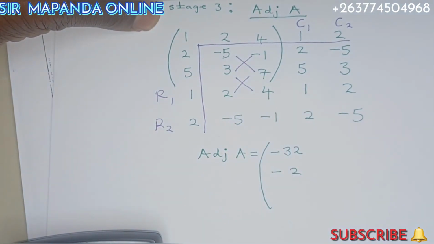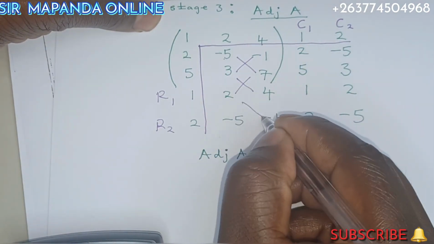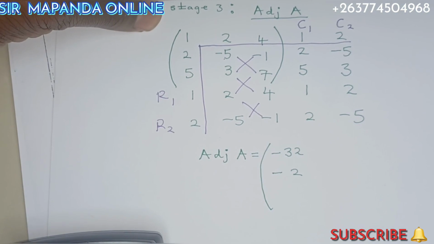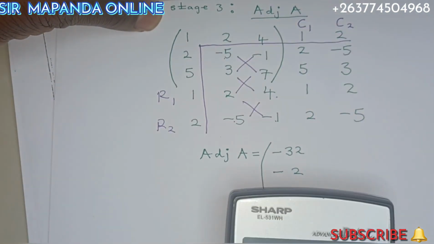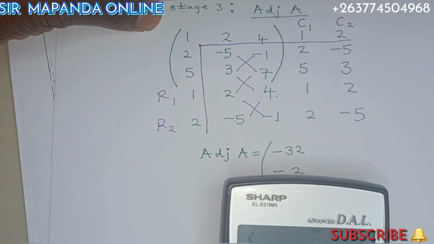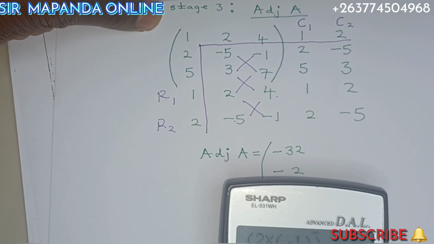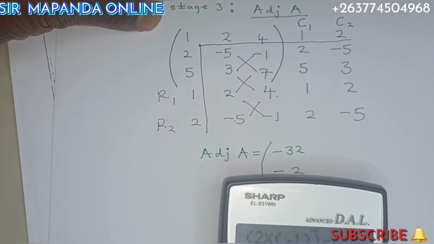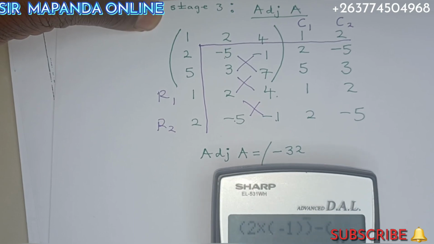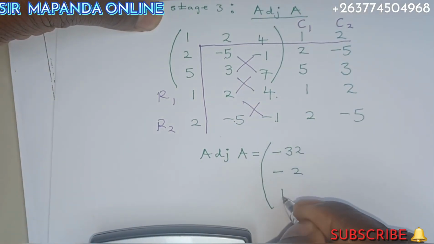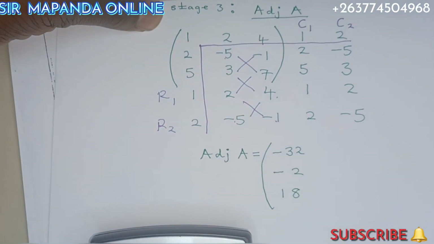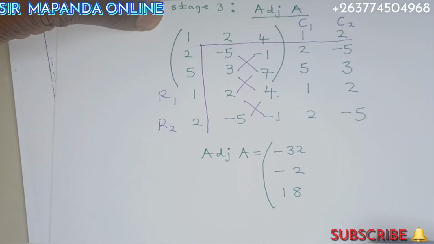Then we move on to the third matrix, and the third matrix is 2, 4, minus 5, and minus 1. So you are saying 2 times minus 1 minus open bracket minus 5 times 4. You get 18. So I'm going to write 18 here. I hope you are following, class.